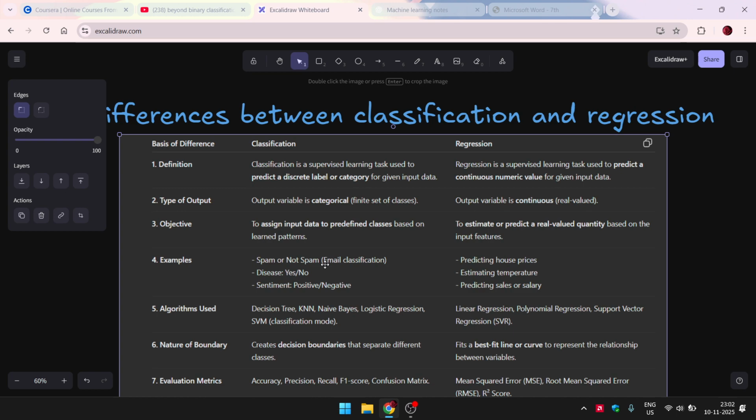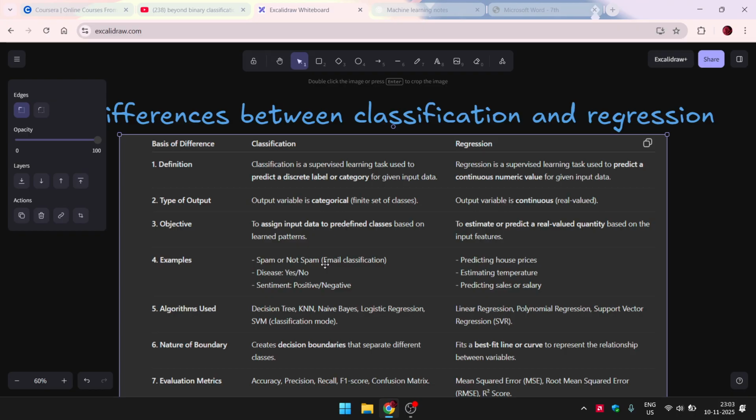Okay. In regression, what is happening? Regression is also a supervised learning task, which is used to predict a continuous numeric value for given input data. Like if we want to predict the house price according to the square feet, that is something where we have to predict a numeric value. It can't be yes or no, true, false, or something. Not like that. It should have some value, right? So I guess the basic difference between classification and regression is clear.